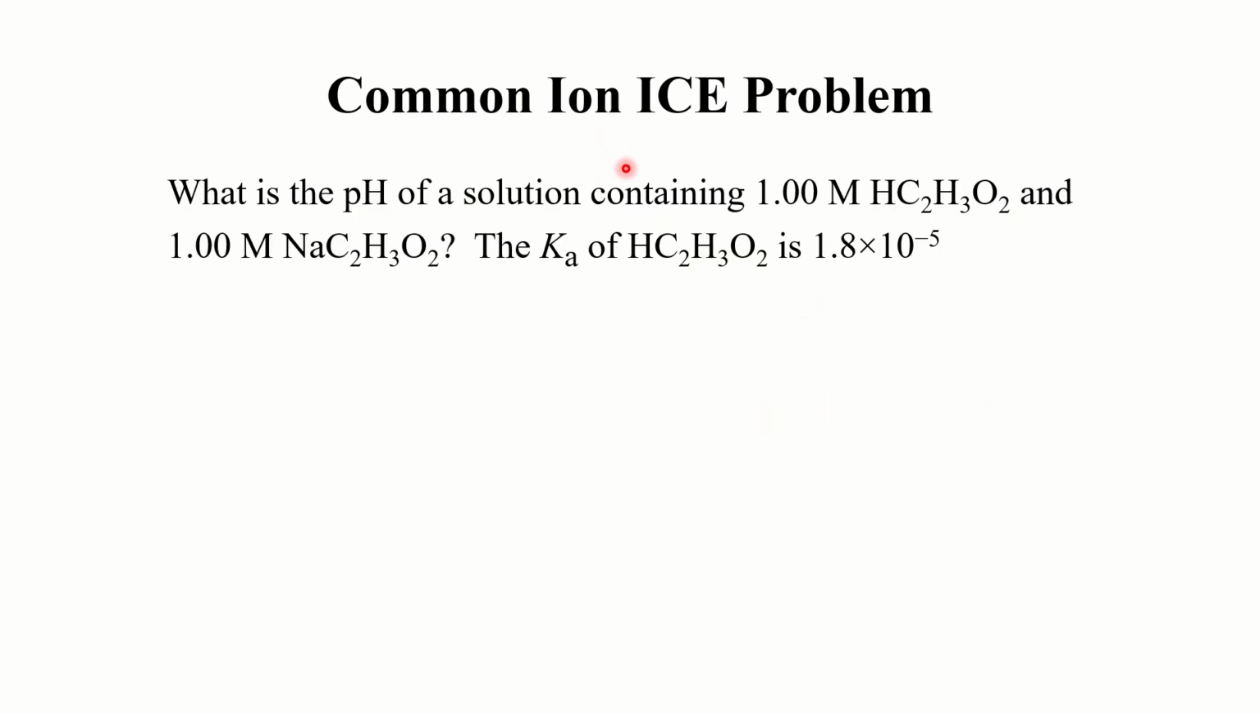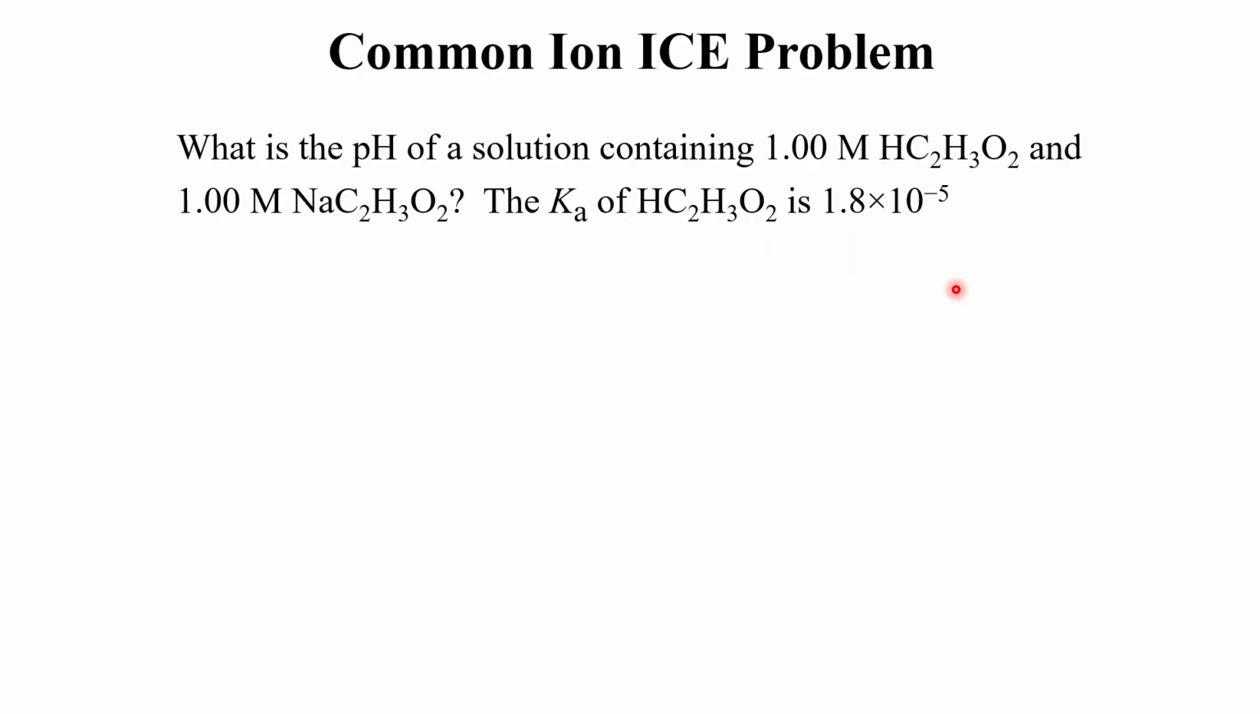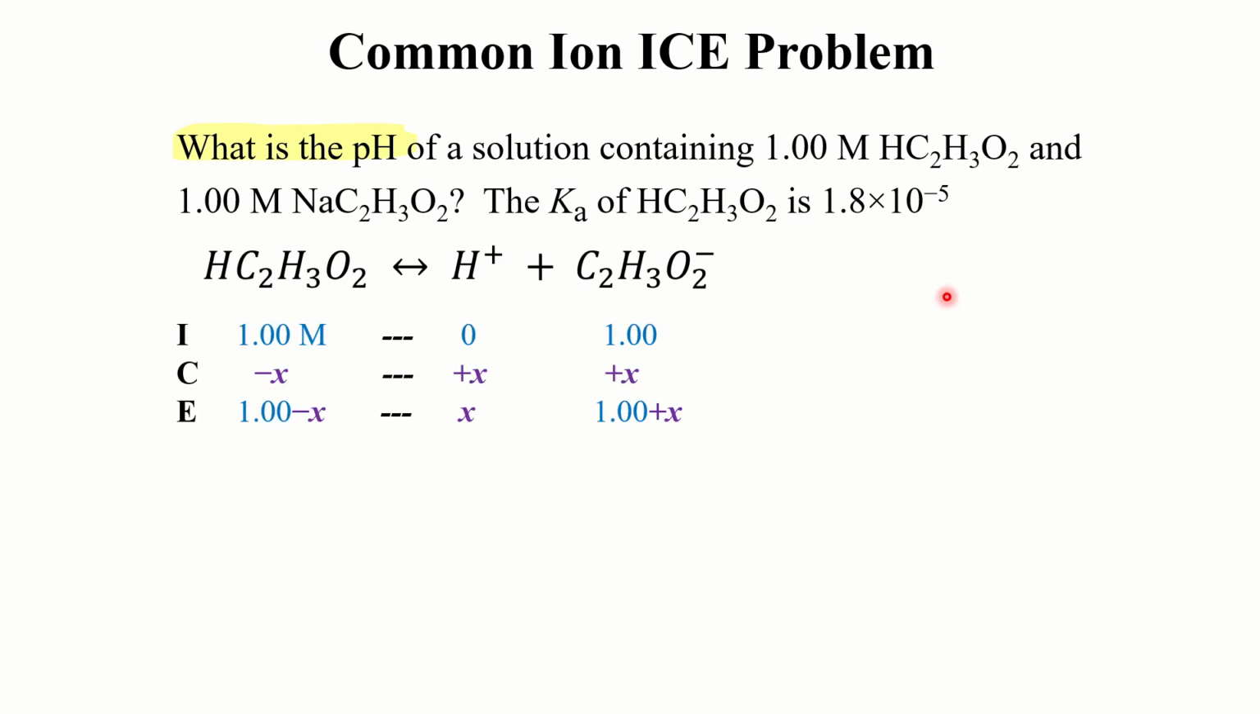So let's look at a common ion ICE problem. What is the pH of a solution containing 1 molar acetic acid and 1 molar sodium acetate? The acid dissociation constant, or Ka, of acetic acid is 1.8 times 10 to the negative fifth. Alright, so we are looking for a pH here. We're going to start by writing out our acid dissociation reaction. This is the dissociation reaction for acetic acid. Again, I'm just showing the simplified version without water here.